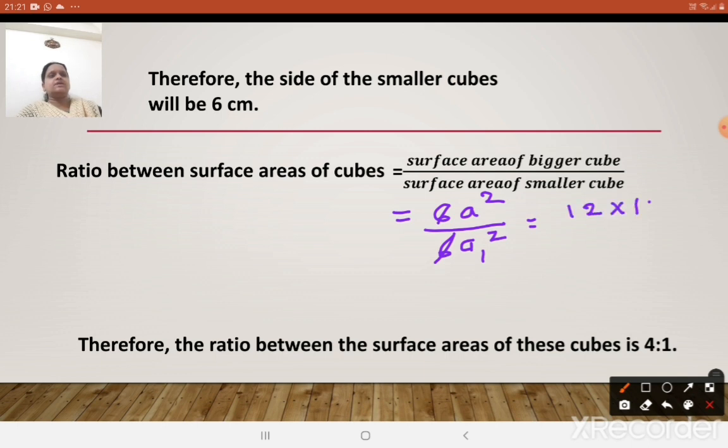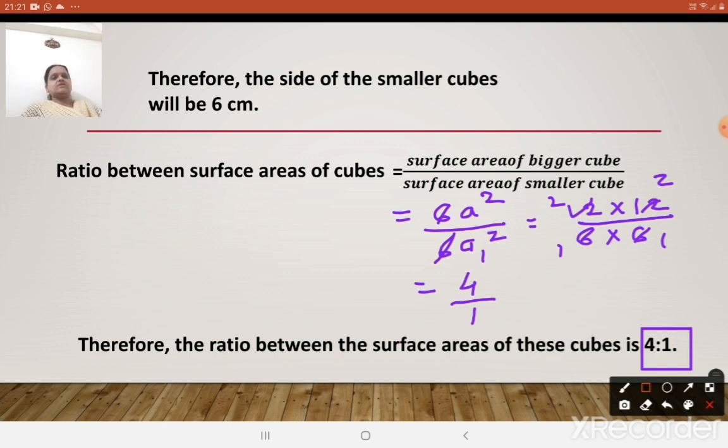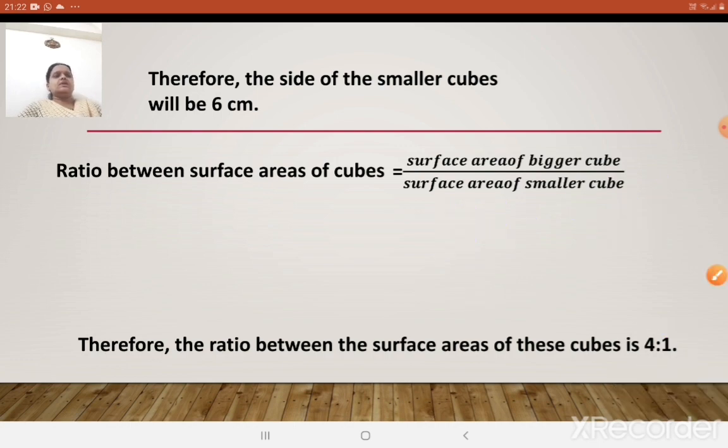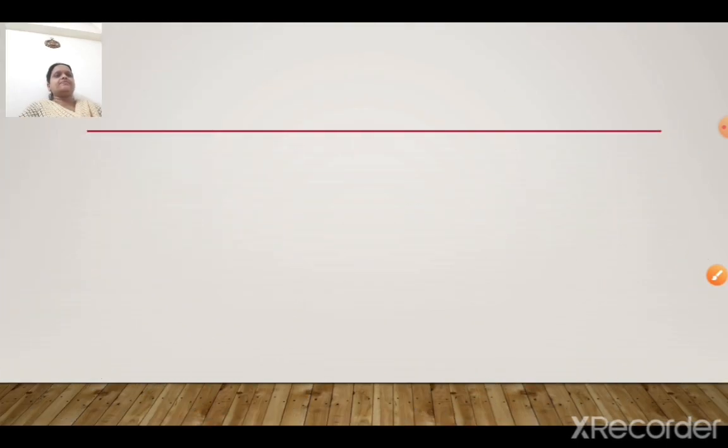So what is the side of the bigger cube? 12. So it will be 12 into 12, and for the smaller it is 6 into 6. 6 ones are 6, 6 twos are 12. Here also 6 ones are 6, 6 twos are 12. So what answer are you getting? 4 upon 1. Therefore, you can see over here the final answer: the ratio between the surface areas of the cubes is 4:1. Is it correct? Yes. Solve this sum by yourself, this calculation, you will get the answer. Okay, let us continue with the next sum.